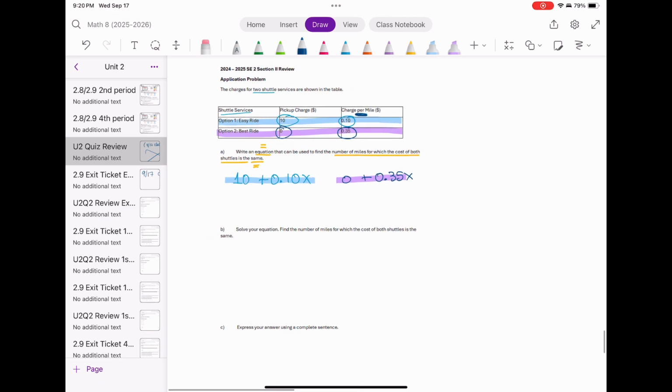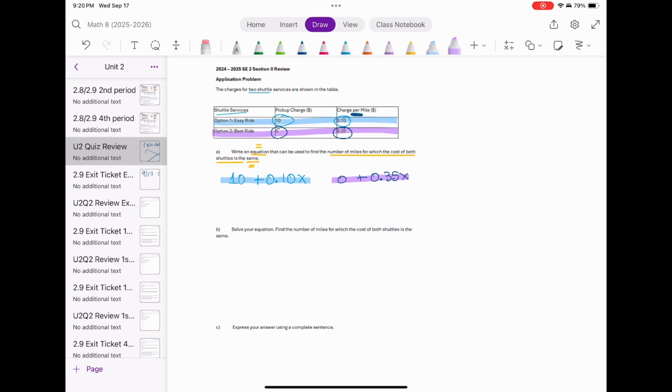Okay, and because it says write an equation that can be used to find the number of miles for which the cost of both shuttles is the same, I'm going to equal the blue shuttle to the purple shuttle, right? Easy Ride equals Best Ride. I'm going to rewrite this. I'm going to ignore the 0, right? 0 doesn't count. And that's my answer, because letter A is just asking to write an equation, and that's it.